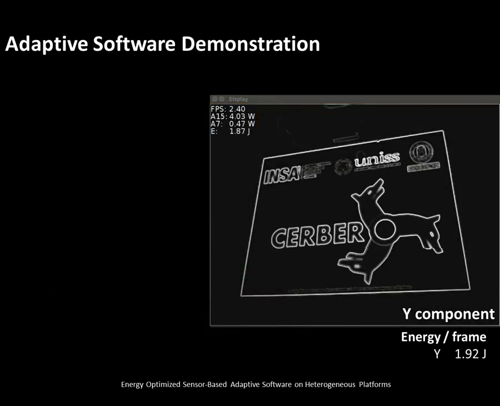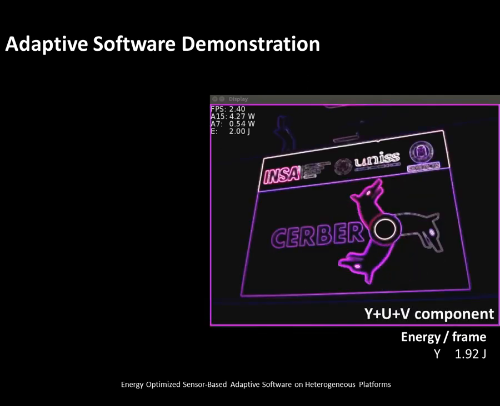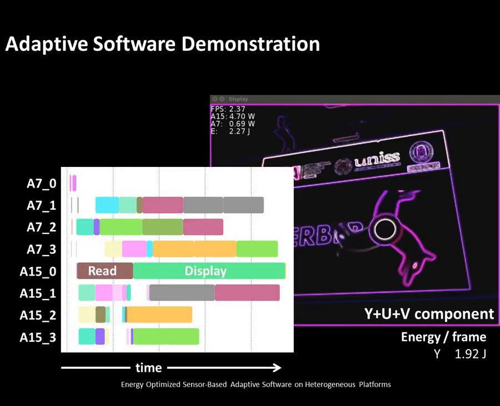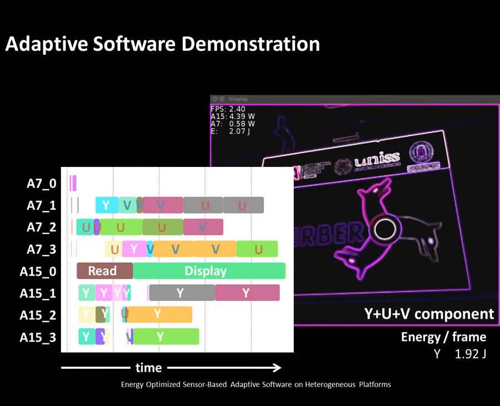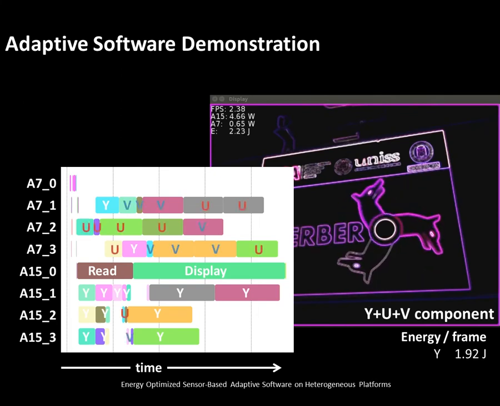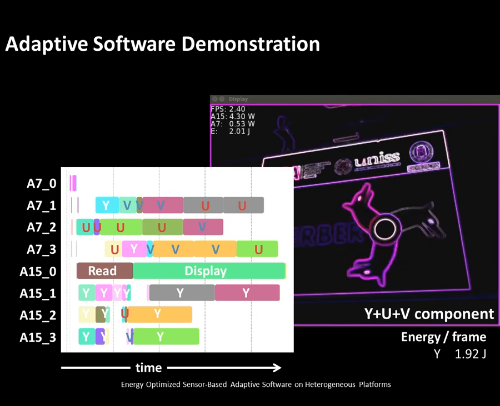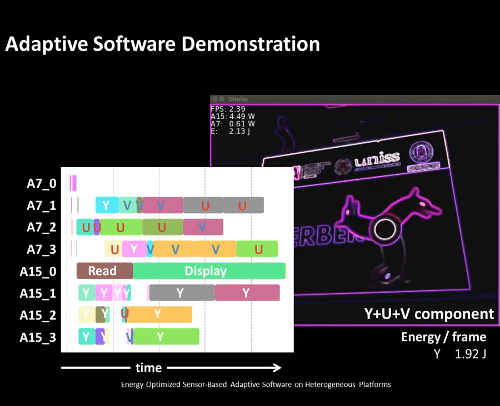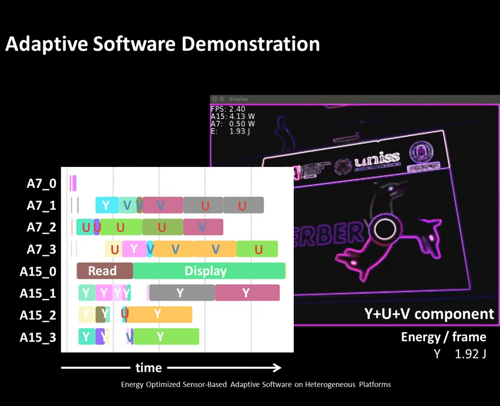The energy consumption in this configuration is on average 1.92 joules per frame. When new colors appear in the frames captured by the camera, the processing of both the U and V components is enabled. As we can see in the corresponding Gantt diagram, the additional computation needed to process the two chrominance components, which each have a resolution 4 times smaller than the luminance component Y, are mapped on the A7 cores. Indeed, although these cores are slower, using them is a smart decision, since all the A15 cores are already used by the read and display actors and for processing the luminance component.